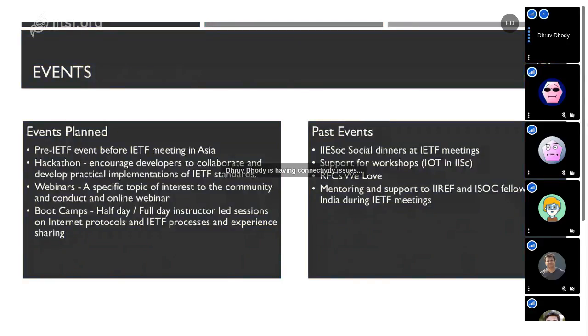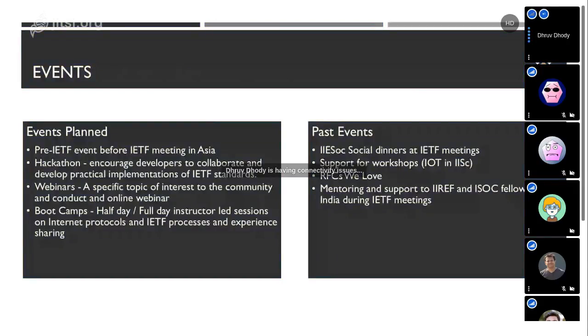Apart from that, we plan to do some hackathons related to IETF standards activity, webinars, which will start pretty soon, and boot camps, which focus on increasing awareness among people, maybe at academic institutions, etc.